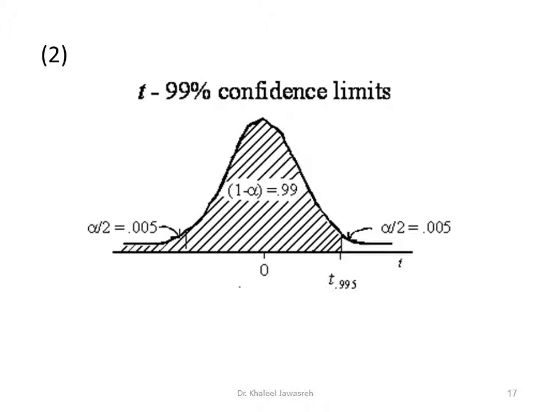He asked about the 99% confidence interval. As we discussed in the Z distribution, remember, the confidence interval is x bar plus minus the reliability factor times the standard deviation, or standard error actually. So if we go to this chart, I'm looking for the 99%. We are dealing with this shaded area, 99%, which is 1 minus alpha equal to 0.99. It means alpha is 0.01.